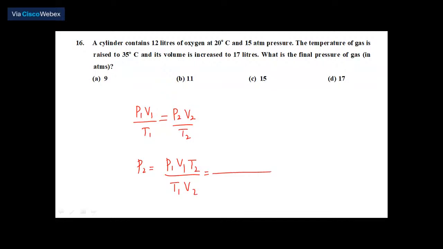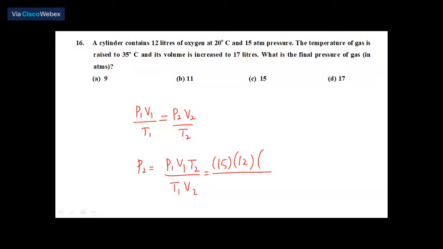What is the initial pressure? 15 atmospheres. Okay, 15. Initial volume is 12 liters. Here you don't have to convert this into meter cube because you are taking the ratio, so units get cancelled. There is no necessity of converting the units from one system to another. Then temperature needs to be changed. It must be expressed in Kelvin. This is very important here.